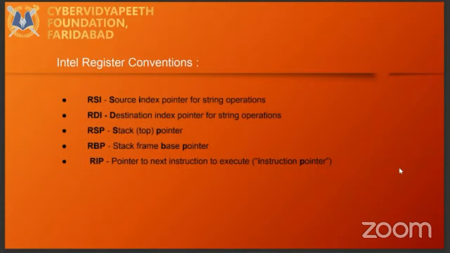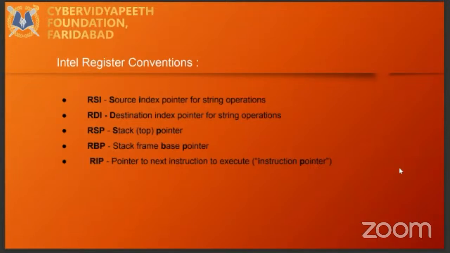We have the RSI, also known as the source index for string operations, the RDI, which is the destination index pointer for string operations, the RSP, which is the stack top pointer, the RBP, which is the stack frame base pointer, the RIP, which is the pointer to the next instruction to execute. This is also called the instruction pointer.